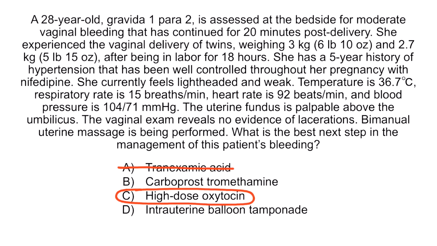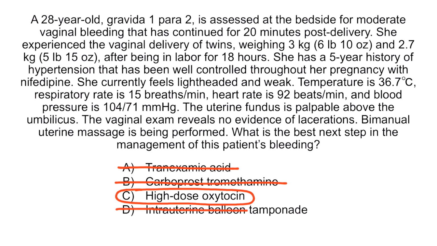Choice A is incorrect because tranexamic acid isn't given until after oxytocin has been started. Choice B is incorrect because carboprost-tromethamine is more of a second-line agent for treating postpartum hemorrhage after other interventions have been undergone. Were we to need a secondary uterotonic agent though, this would be a great option, since methylergonovine is contraindicated in this patient given her history of hypertension.